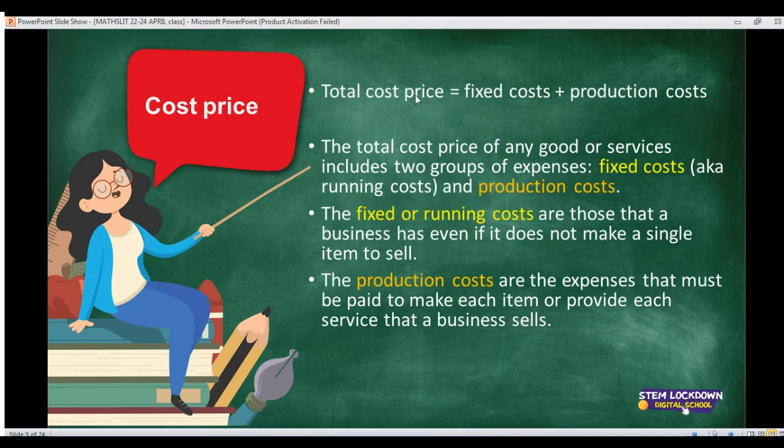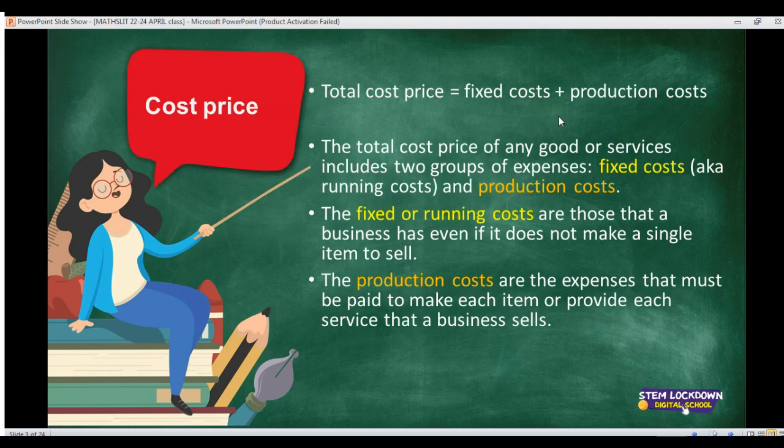So total cost price is actually fixed costs plus production costs. These are all the costs that go into getting a product or a service together. If you want to bake and sell muffins, your cost price would include the price of all the ingredients that you buy, and probably the amount of electricity you use whilst baking and the amount of water you used. Those are all the costs involved in ensuring that the final product is there. That is the cost price.